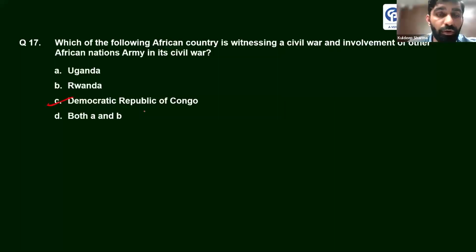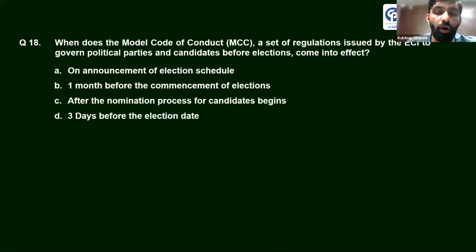So the answer here is Democratic Republic of Congo. And as of now, the Rwandan army is actually interfering or getting involved in this African nation, supporting one side of the civil war.